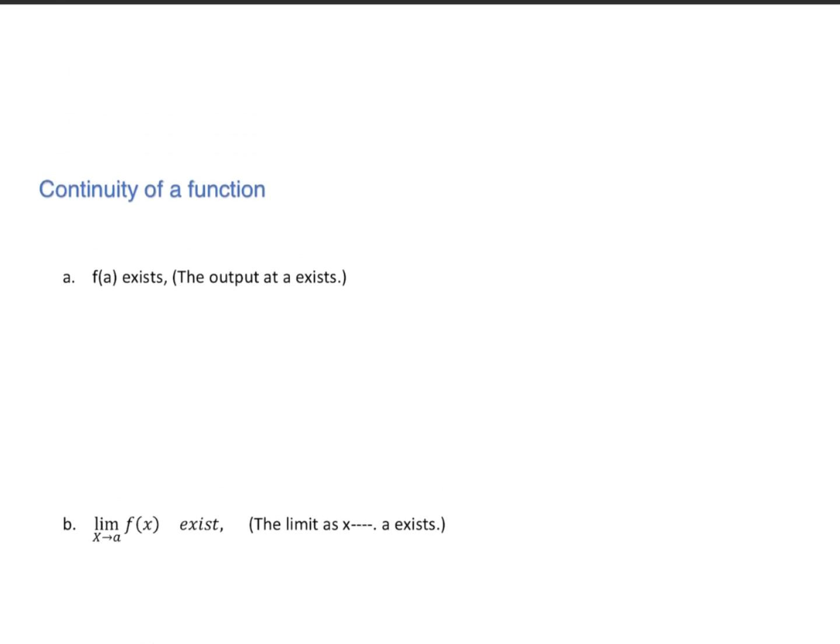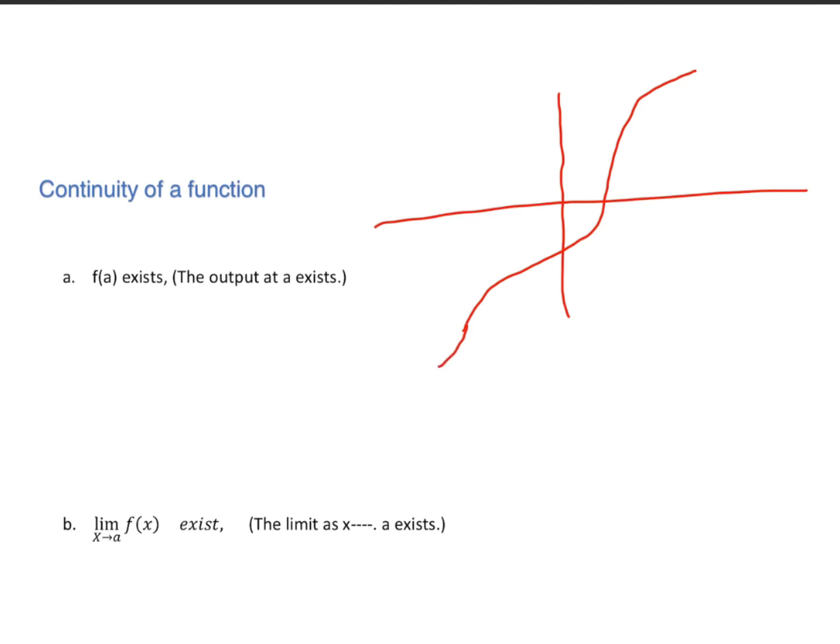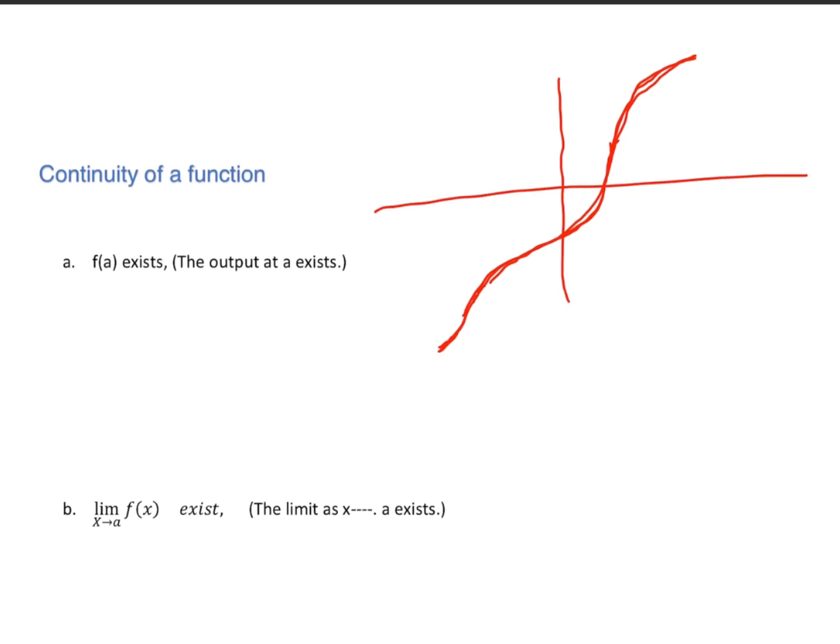For instance, maybe you have a graph and a function like this, right? If you start from one end of this function and trace up to the other end, and you don't have to lift your pencil, it means that the function is continuous.